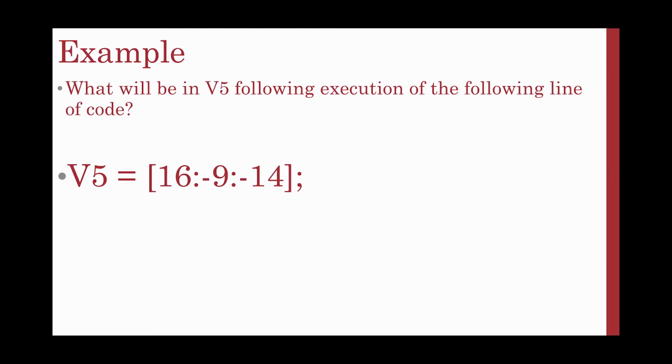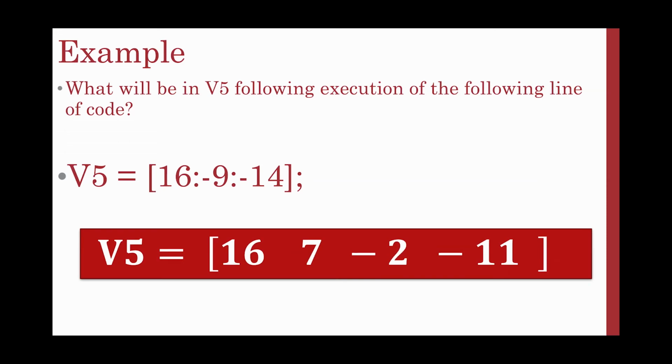As I said before, you can actually have negative ones. So if I want to go from 16 to minus 14 in steps of 9, I typed in the following line of code. I'm going to get an answer that is 16, 7, minus 2, minus 11. Again, it stops at minus 11 because if it was to take off 9 again, it would have a number that exceeds its limit of negative 14.